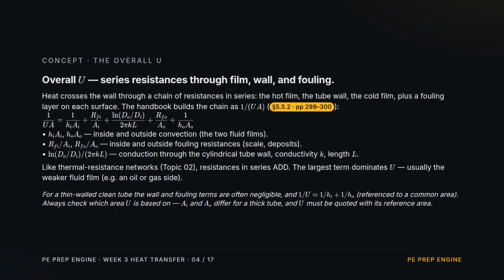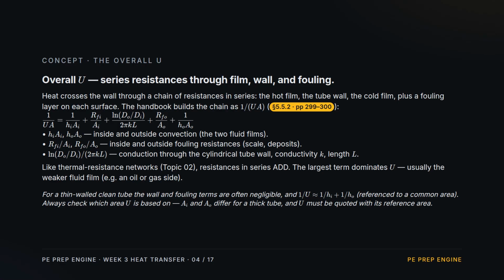The overall U is a chain of series resistances. The hot film, the tube wall, the cold film, plus fouling on each surface. The handbook builds it as 1 over UA; 1 over HI AI and 1 over HO AO are the convection films; RFI over AI and RFO over AO, the fouling resistances; and the natural log term, conduction through the tube wall.